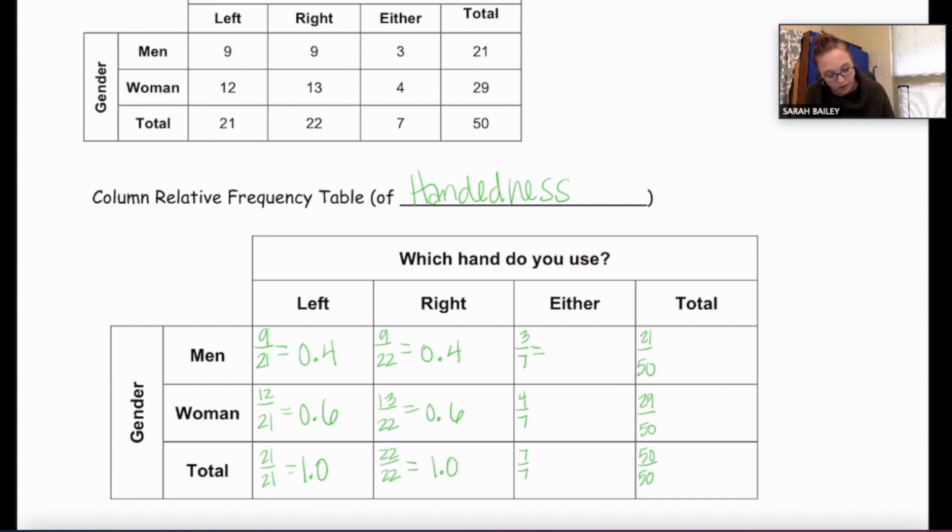Then I'm going to do 3 divided by 7. And that's 0.4. 4 divided by 7 is 0.6. 7 divided by 7 is 1.0. Okay, we're going to do 21 divided by 50. And that's 0.4 when we round to the nearest tenth. 29 divided by 50 is 0.6. And 50 divided by 50 would be 1.0.